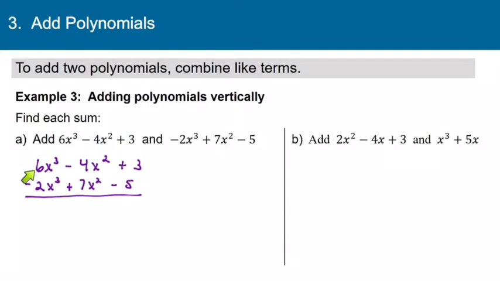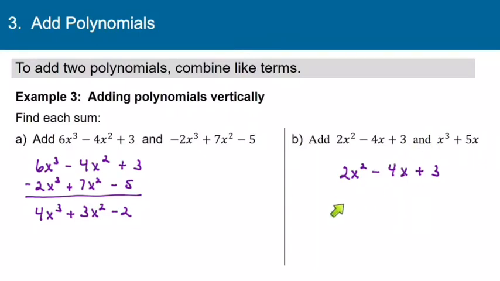So 6x to the third minus 2x to the third would be positive 4x to the third. Negative 4x to the second plus 7x to the second would be positive 3x to the second. And positive 3 minus 5 would be negative 2. So this is the sum of these two polynomials. Now let's do the same thing for part B. We'll have 2x squared minus 4x plus 3, and we want to add x to the third plus 5x.